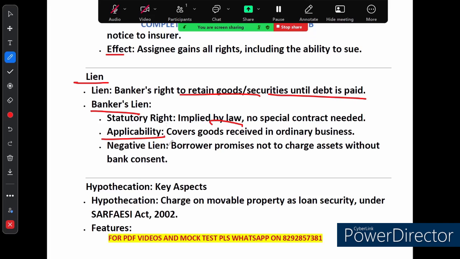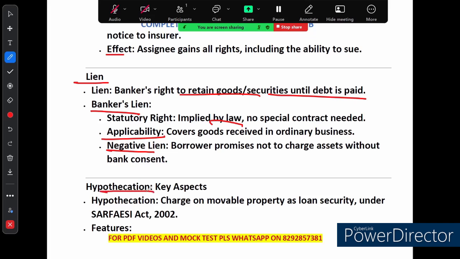Negative lien: a negative lien is when the borrower promises not to use their asset as security for another loan without the bank's permission. Now finally, let's explain hypothecation.